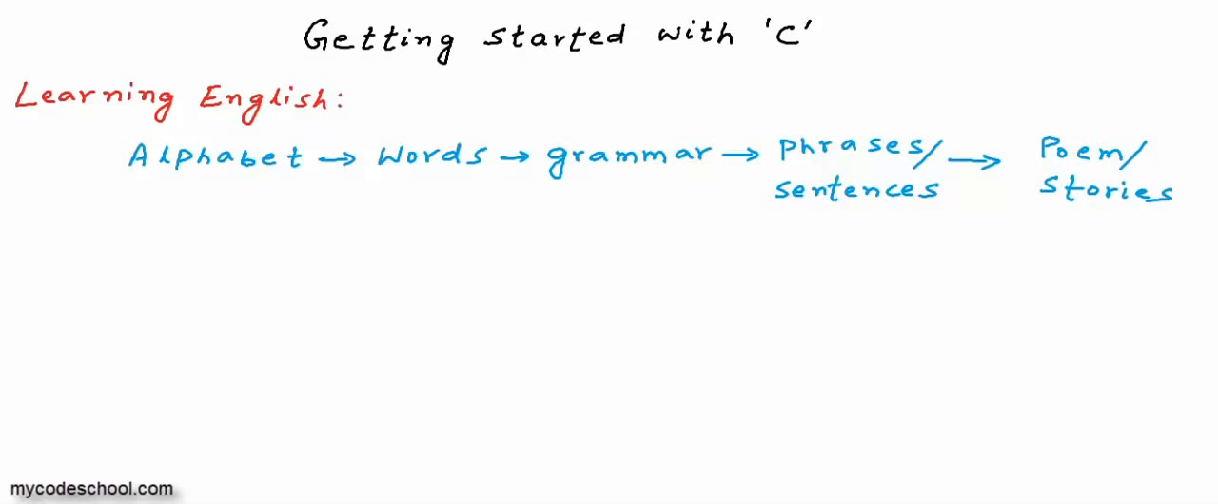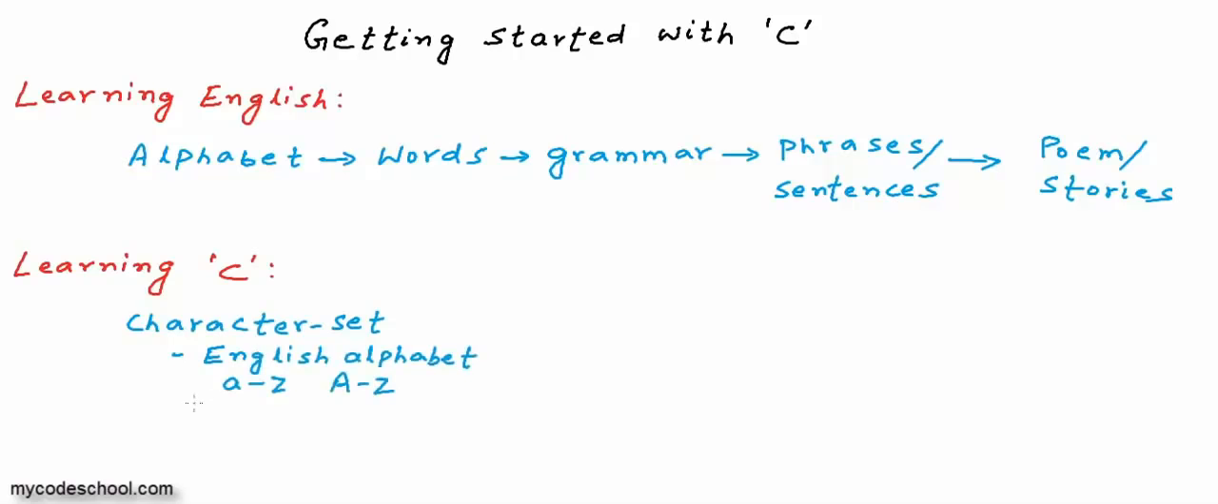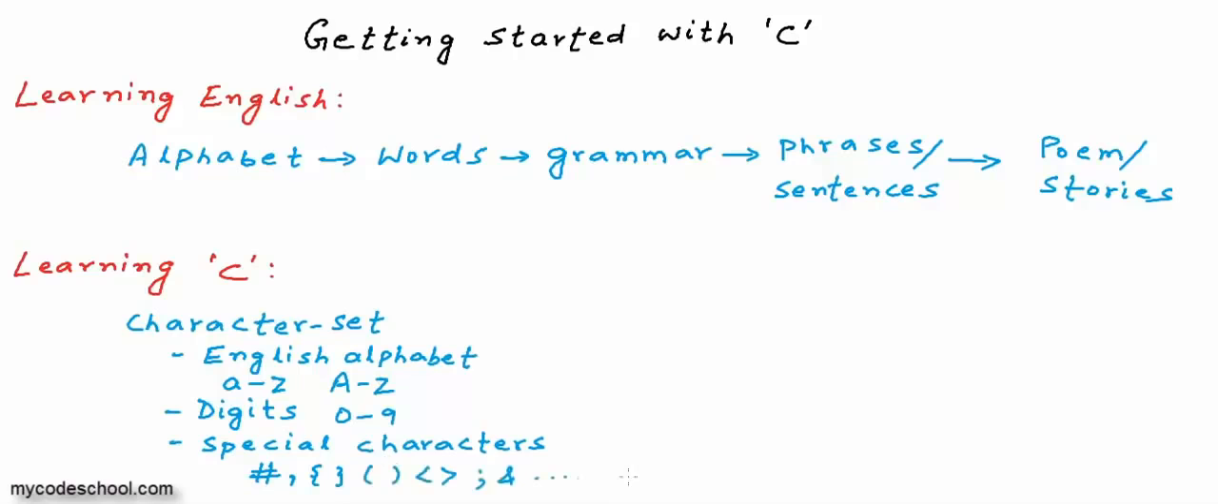Now, to be able to learn and write a program in C or maybe any other programming language, the first thing that we need to know is the character set that we can use to write that language. In C, we can use English alphabet. We can use both uppercase and lowercase letters. Things will be case sensitive. Then we can use decimal digits from 0 to 9. And then we can use a lot of special characters like hash, comma, parenthesis. A lot of them we will learn about as we write some programs.